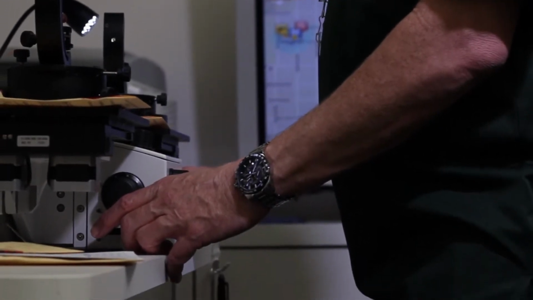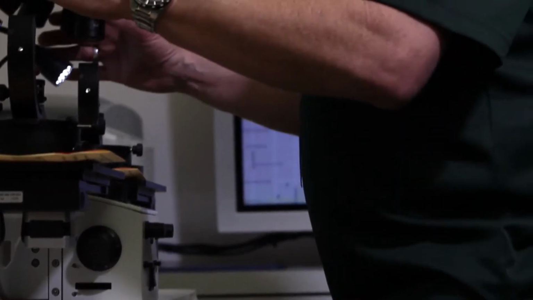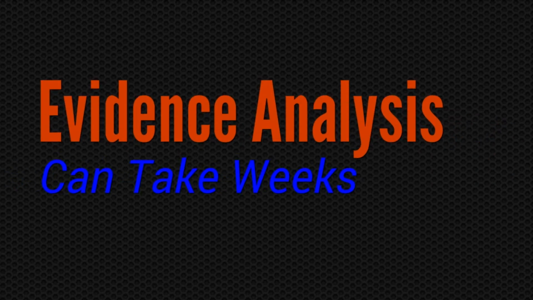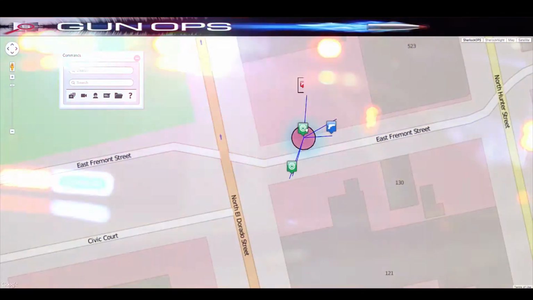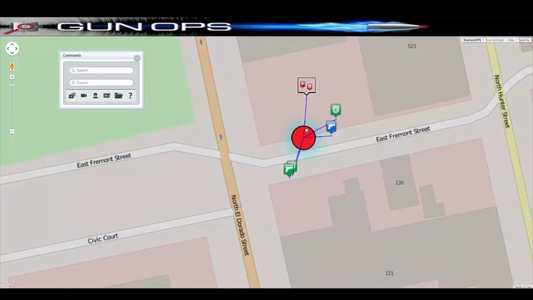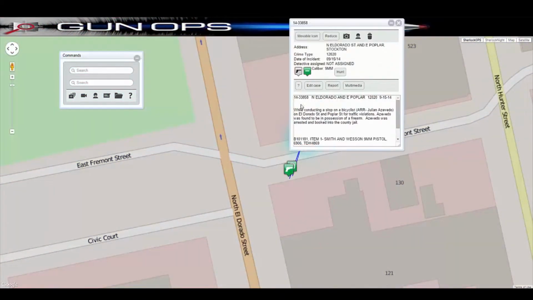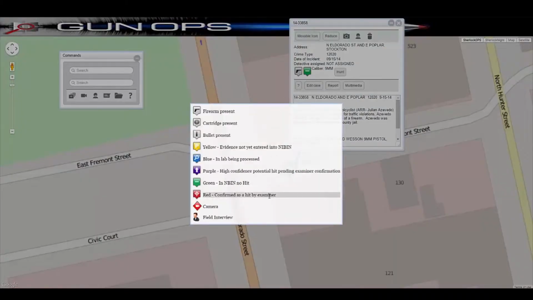If they don't, many times they send the evidence to someone that does. The problem is, it's extremely time-consuming. It can take weeks, sometimes even months for agencies to get their information back. And by that time, the information is usually stale and of little value. With GunOps, all the information is already at your fingertips, which empowers officers to make informed decisions with more timely information.